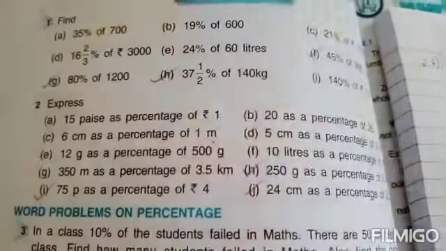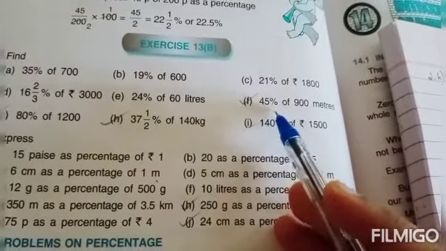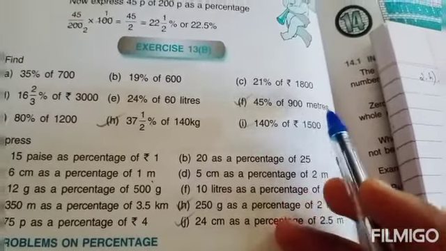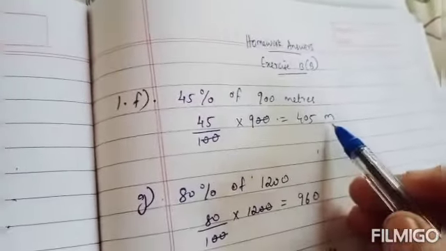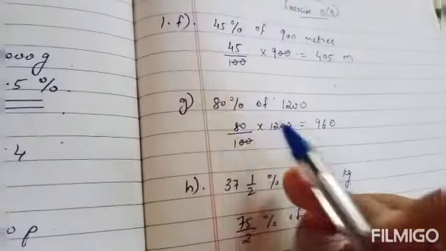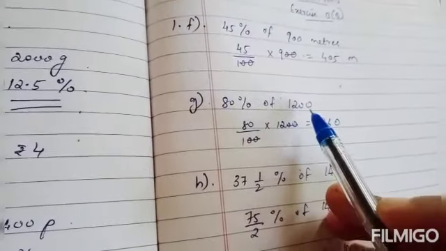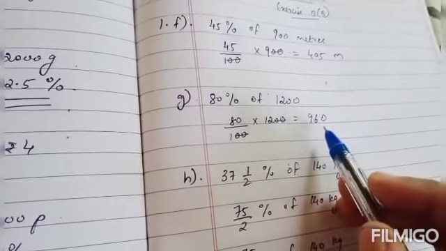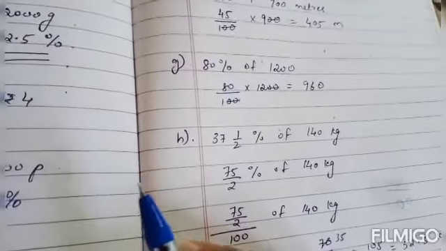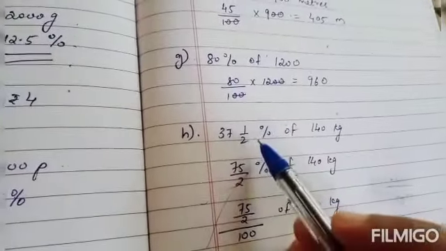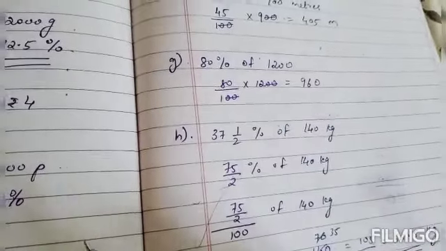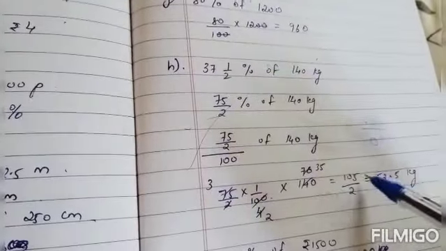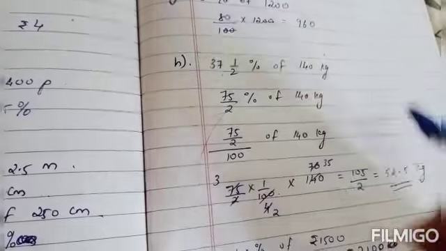First question, find, in that F, 45% of 900 meters. The answer is 405 meters. Okay, next G, 80% of rupees 1200. The answer is 960. H, 37.5% of 140 kilograms. The answer is 52.5 kilograms.